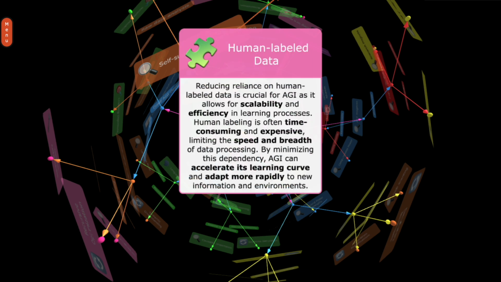Reducing reliance on human-labeled data is crucial for AGI as it allows for scalability and efficiency in learning processes. Human labeling is often time-consuming and expensive, limiting the speed and breadth of data processing. By minimizing this dependency, AGI can accelerate its learning curve and adapt more rapidly to new information and environments.